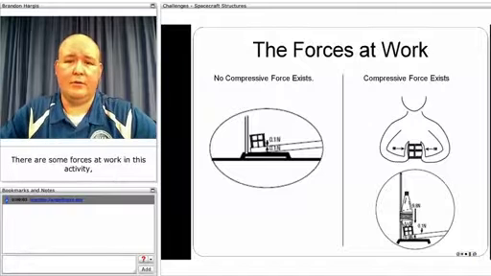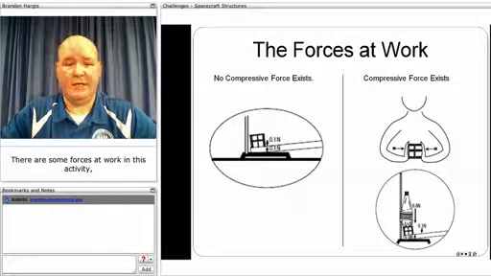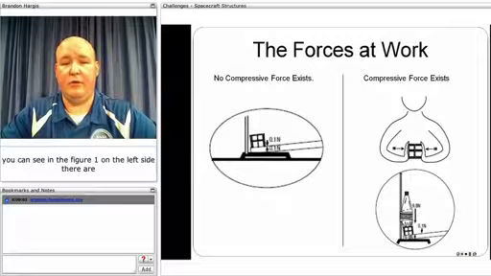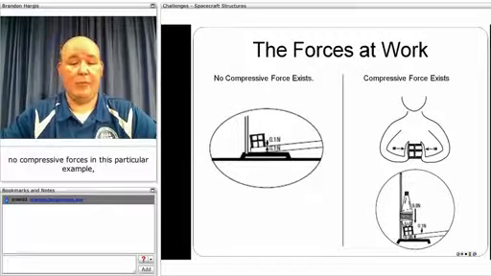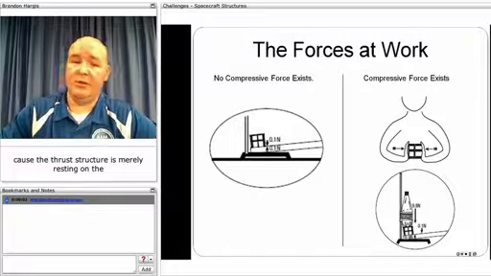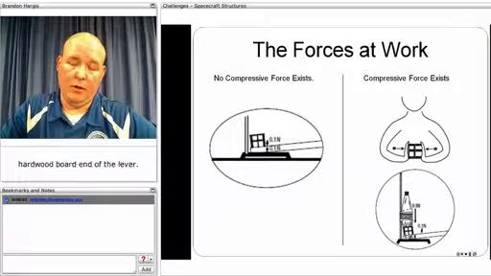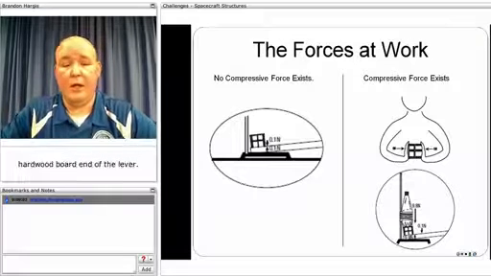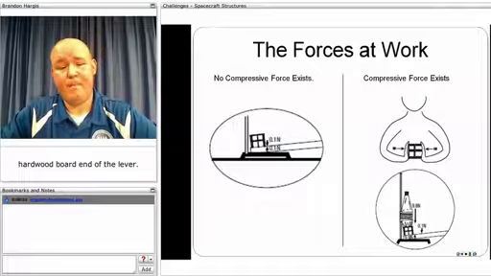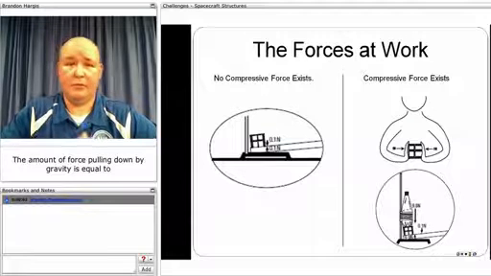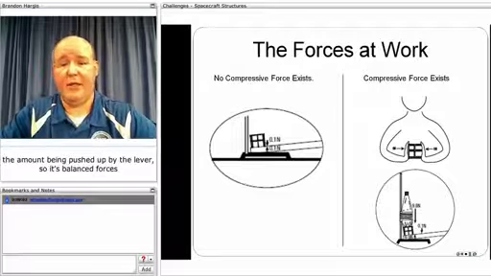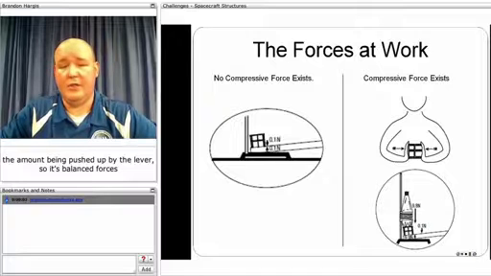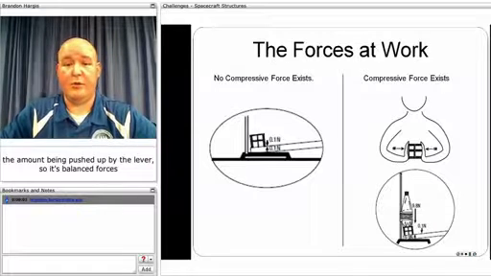There are some forces at work in this activity. You can see in the figure 1 on the left side, there are no compressive forces in this particular example because the thrust structure is merely resting on the hardwood board end of the lever, and the amount of force pulling down by gravity is equal to the amount being pushed up by the lever, so it's balanced forces and there's no compressive force.